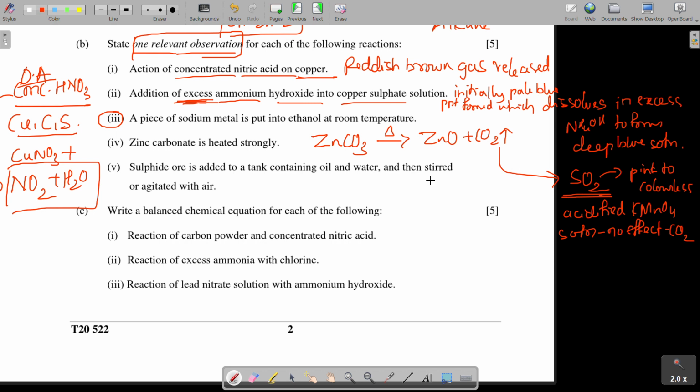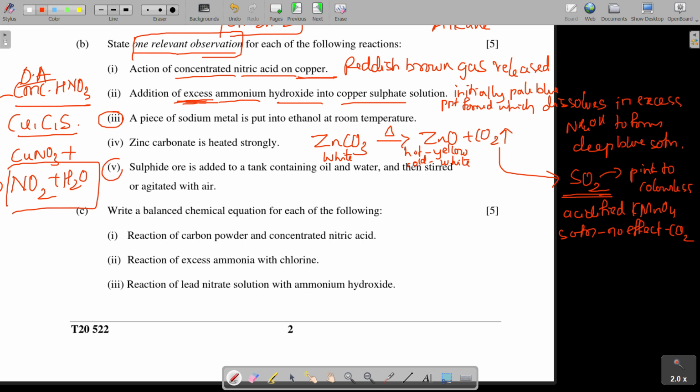This is one observation. Or you can also write: zinc carbonate is white, zinc oxide when it is hot is yellow, and when it becomes cold it again becomes white. You can write that observation as well. A hot yellow residue formed, or you can write, yellow residue when hot which turns white on cooling is formed. That also will be your observation. Okay, any one observation.